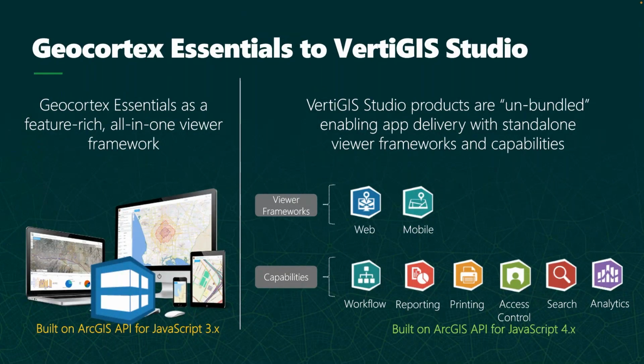So our story, GeoCortex to VertiGIS Studio. GeoCortex Essentials, being an all-in-one viewer framework, kind of everything and the kitchen sink, was built on the JavaScript 3.x API. Seeing the writing on the wall maybe 7 years ago, we realized that the JavaScript 4.x API was coming up strong and steady, and we needed to really pivot to make sure that we were able to support our customers going forward. So we rewrote our viewer frameworks and capabilities, including permissions, now in access control, and GeoCortex Analytics, a classic product that was part of the GeoCortex Essentials brand of products.